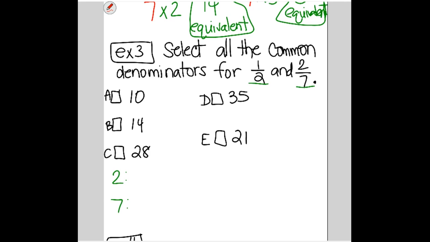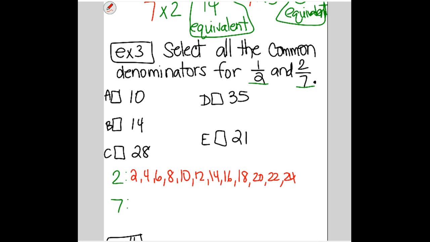Let's get our 2's first, and we're just going to go all the way to the 12s. So I have 2, 4, 6, 8, 10, 12, 14, 16, 18, 20, 22, 24. Now let's do our 7's.